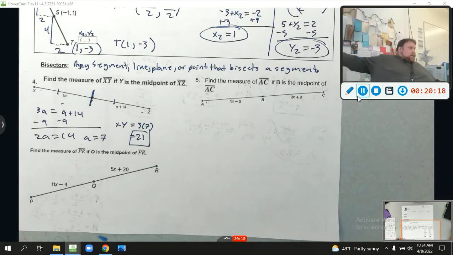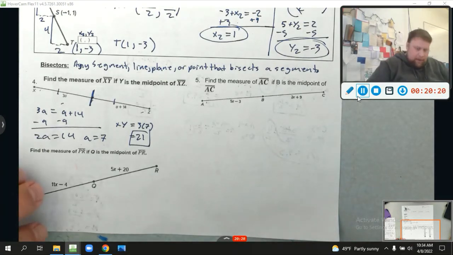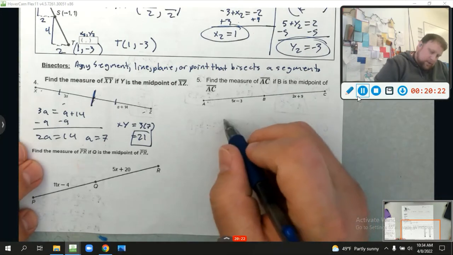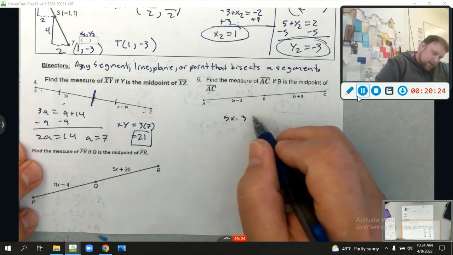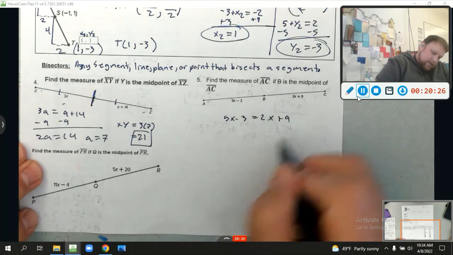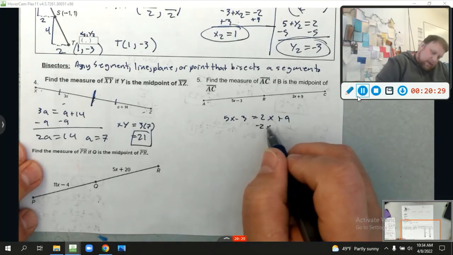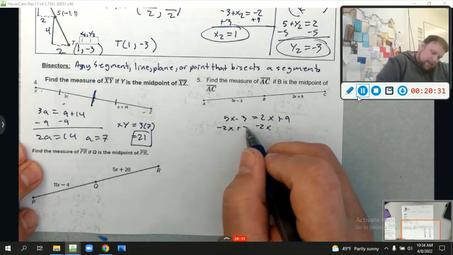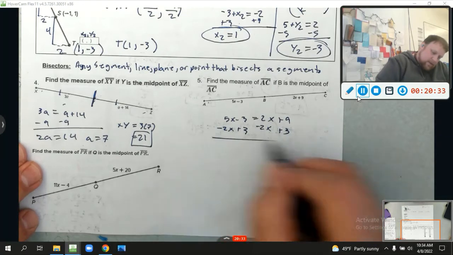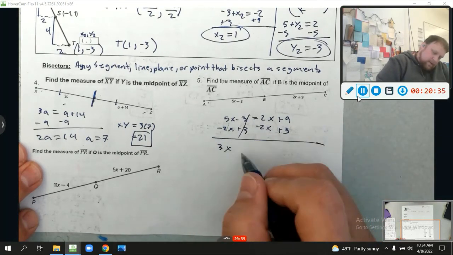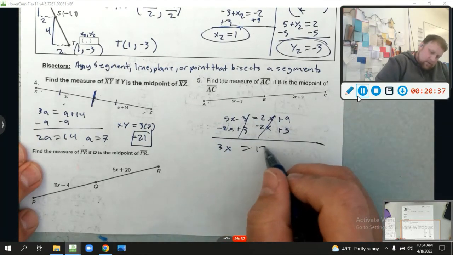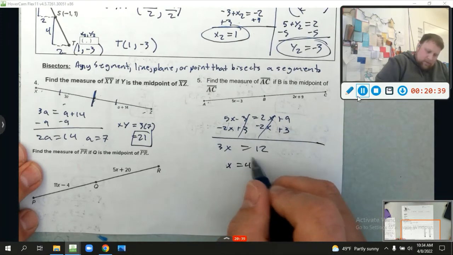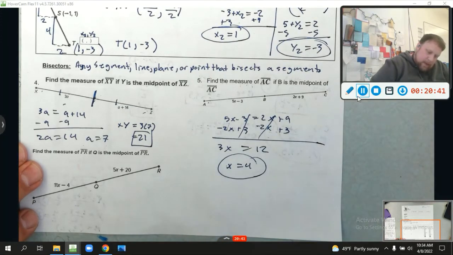Awesome. I'm assuming you have paused this, and so let's just do this. We're going to have 5x minus 3 equals 2x plus 9. So I'm going to subtract 2x from both sides and add 3 to both sides. Just to do this all at once, we get 3x equals 12, or x equals 4. Boom. And we need to find the measure of AC.